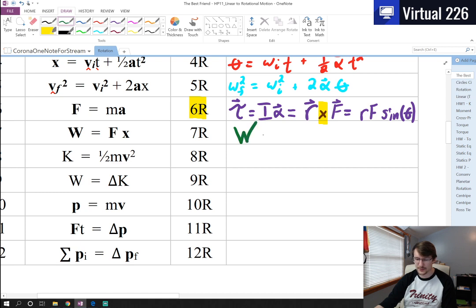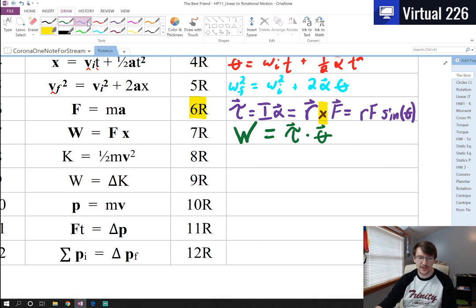Interesting enough, if we go to work, work is still work. It's just still a W. But now, instead of a force by a displacement, we're going to have a torque multiplied, and rather dotted, with some angular vector, some displacement vector.